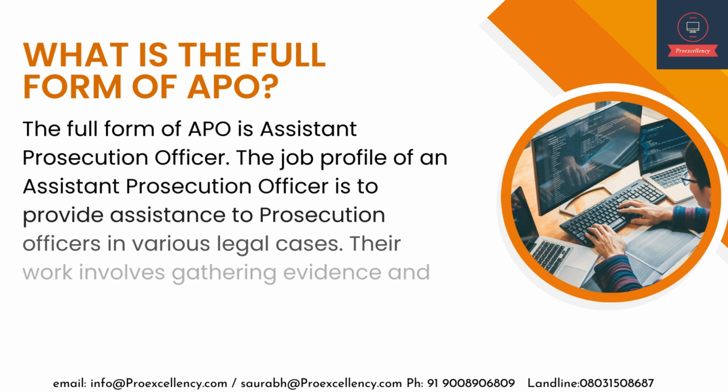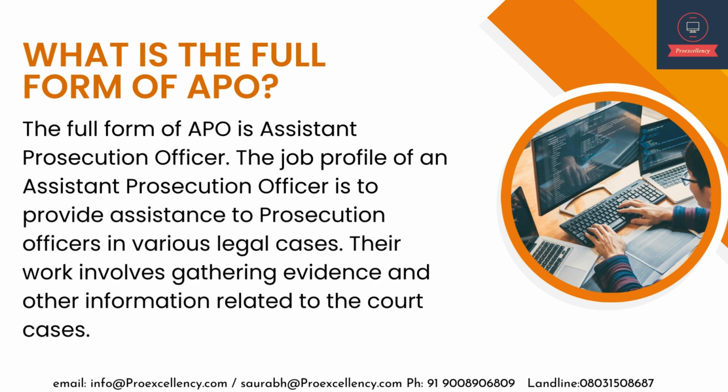What is the full form of APO? The full form of APO is Assistant Prosecution Officer. The job profile of an Assistant Prosecution Officer is to provide assistance to prosecution officers in various legal cases. Their work involves gathering evidence and other information related to the court cases.